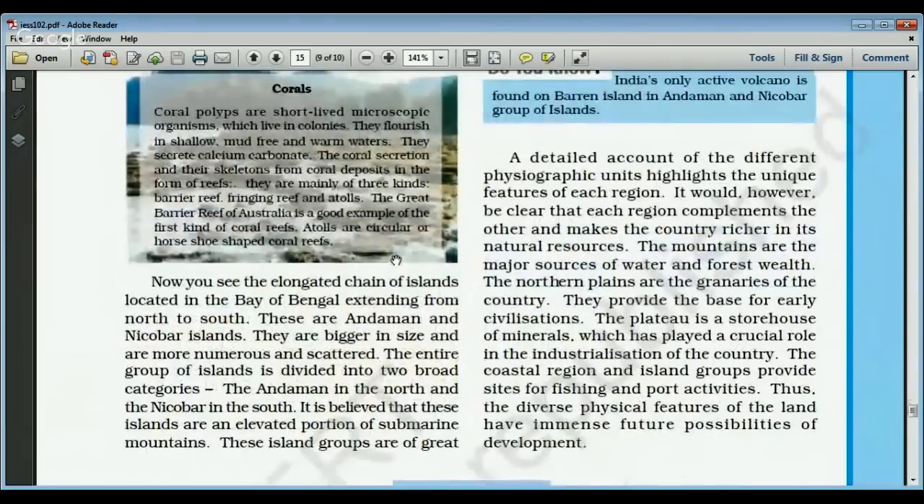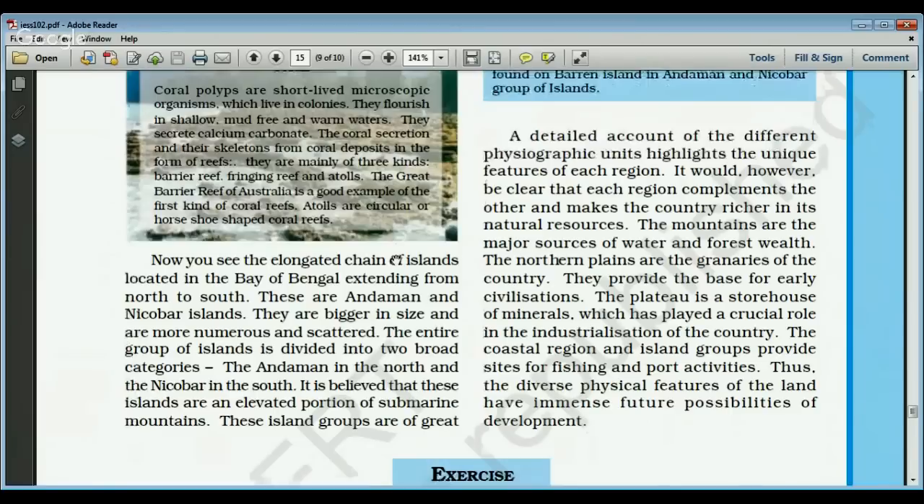You can see the elongated chain of islands located in the Bay of Bengal. They extend from north to south, and they are known as the Andaman and Nicobar Islands. They are the second important island group of India. It was believed that the Andaman and Nicobar Islands are an extension of the Arakan Yoma mountain range, and they are bigger in size, more numerous, and scattered. The entire group of islands is divided into two broad categories: the Andaman in the north and the Nicobar in the south.